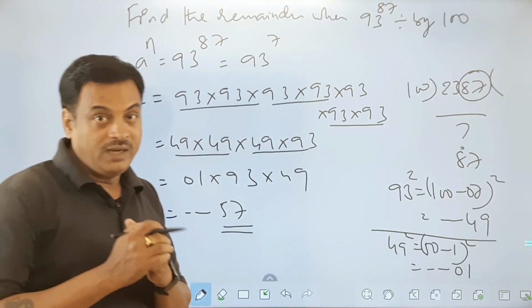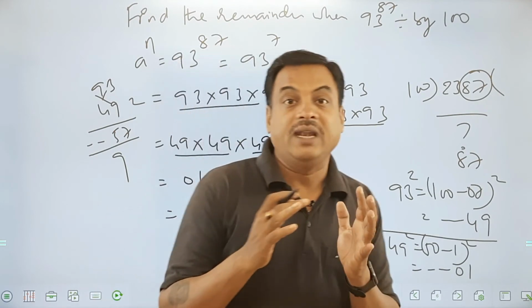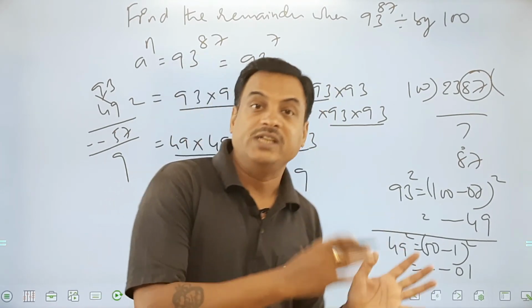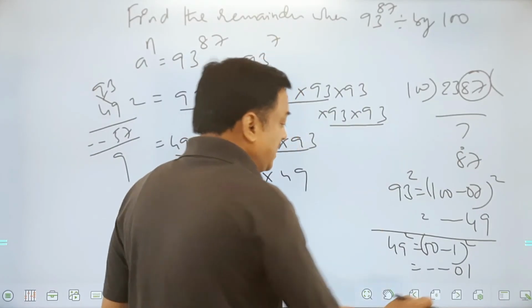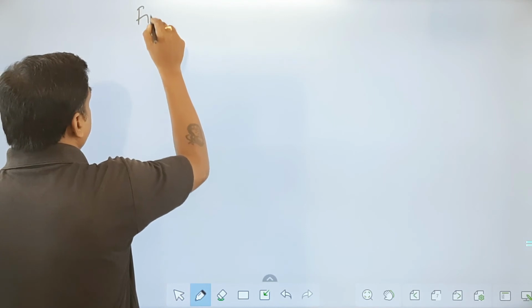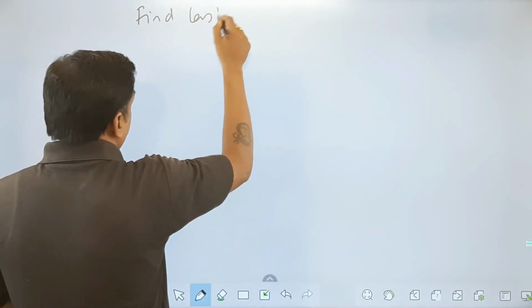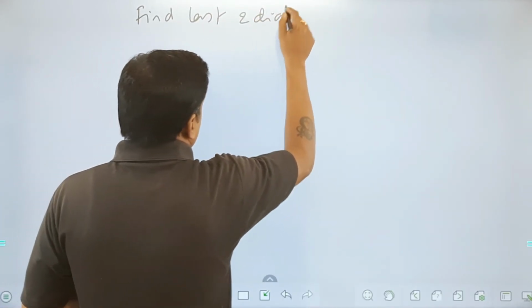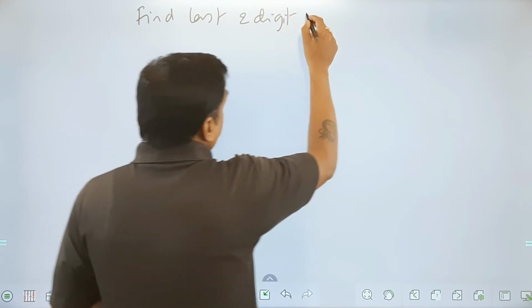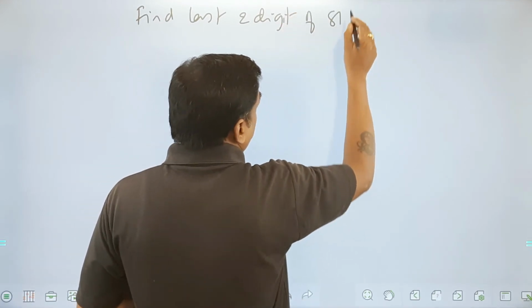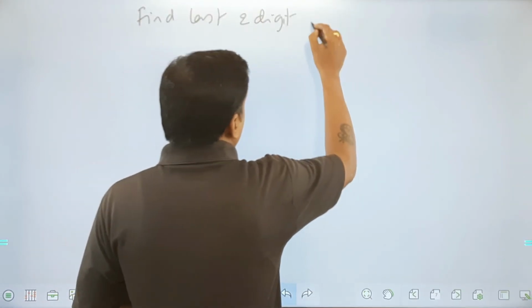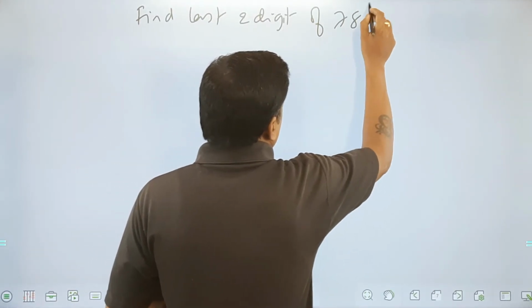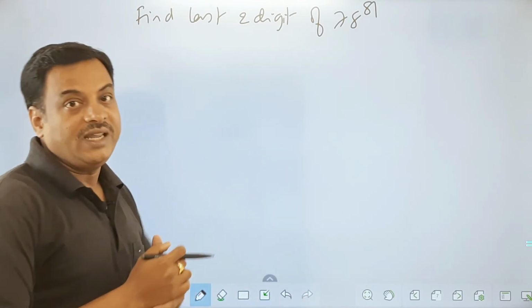I'll take one more point, which will disclose my last point which I was saying, 4 points plus a fifth point. The fifth point is occasion based. So let me use that here. My question is: find the last two digits of, for example, 78 to the power of 81.